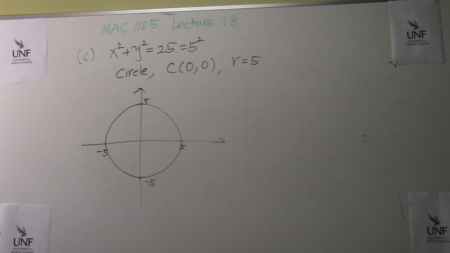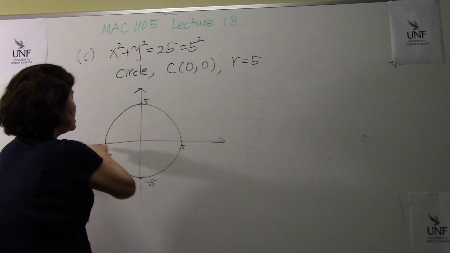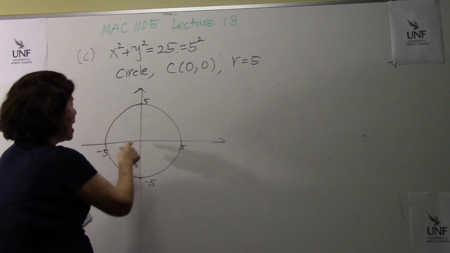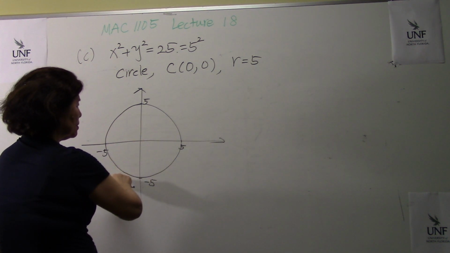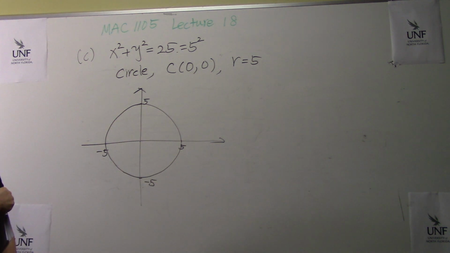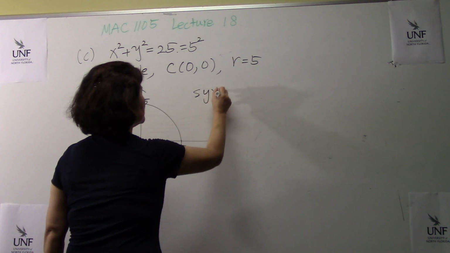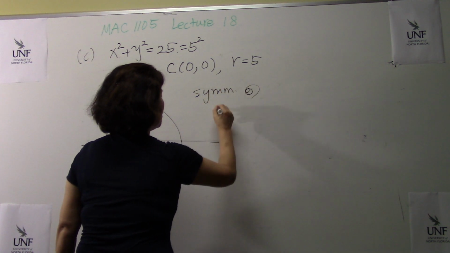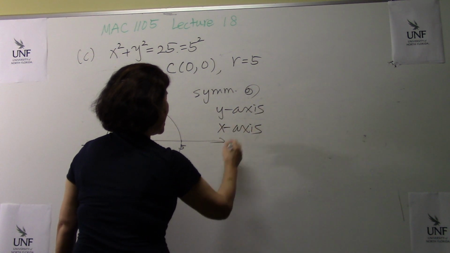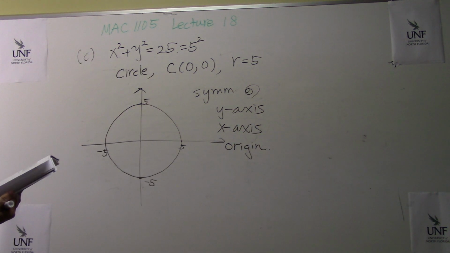What kind of symmetry do you see? Well, all kinds of symmetry over here. Symmetry about the x-axis, symmetry about the y-axis, and symmetry about the origin also, because it goes to the complete opposite direction. Okay? So this one is symmetric about the y-axis, x-axis, and the origin. Okay?